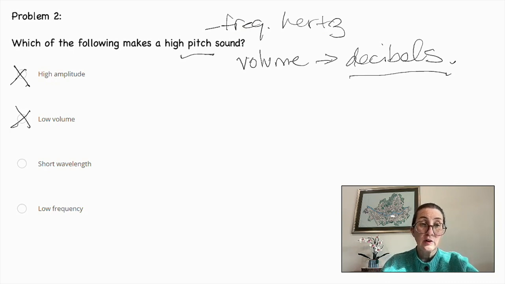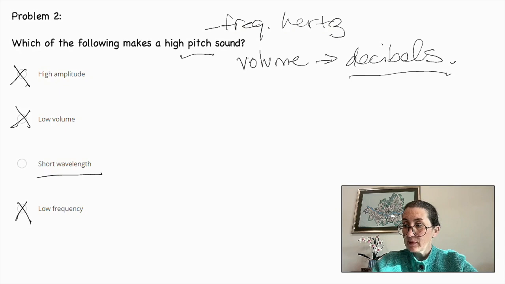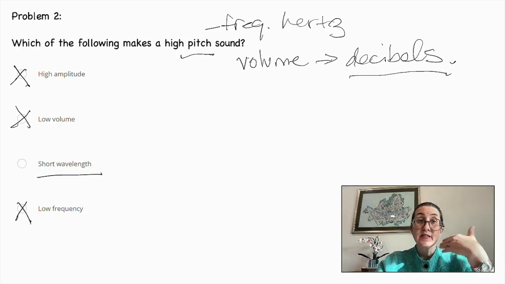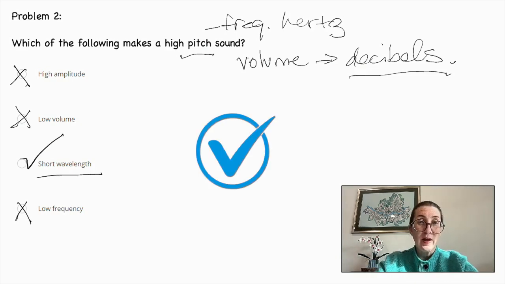Now we have low frequency, and low frequency is low pitch, so that is not the answer either. Short wavelength. Wavelength is inversely proportional to frequency. So short wavelength means high frequency, which is high pitch, and therefore short wavelength is the correct answer.